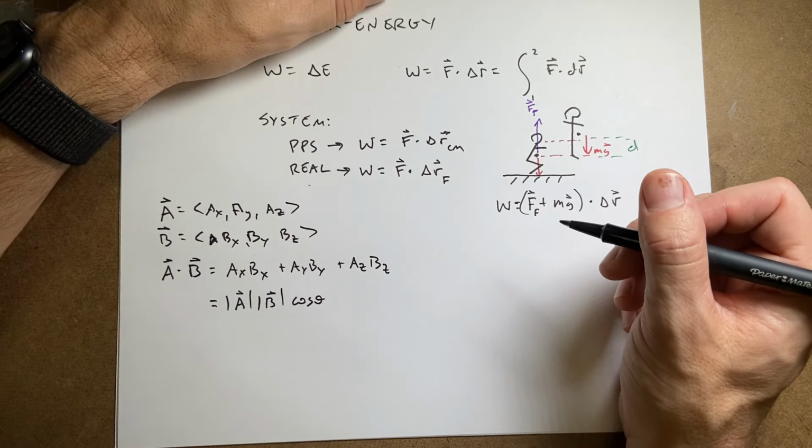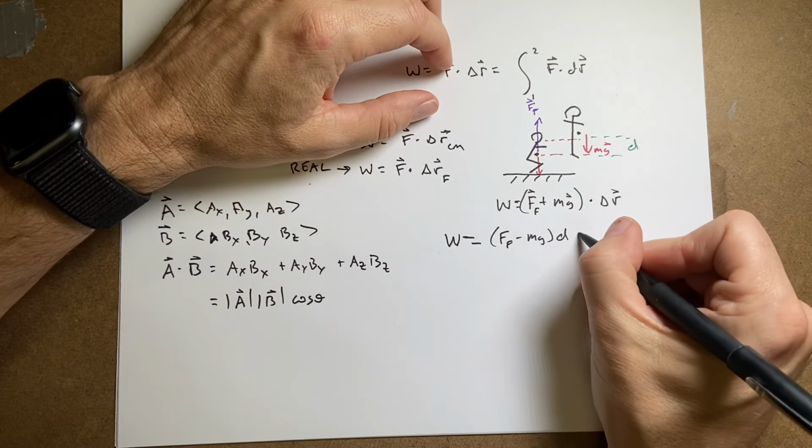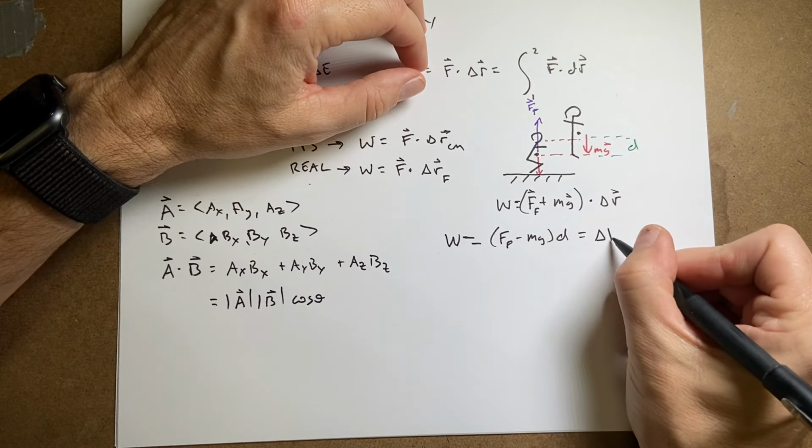So if I do this with the dot product, because delta R is going to be equal to the vector 0, D, 0, I'm going to get F floor minus mg times D. And that's equal to the work in the point particle system. And that would be equal to the change in kinetic energy of the jumper. And that's cool. That works. You could actually solve for the force of the floor.